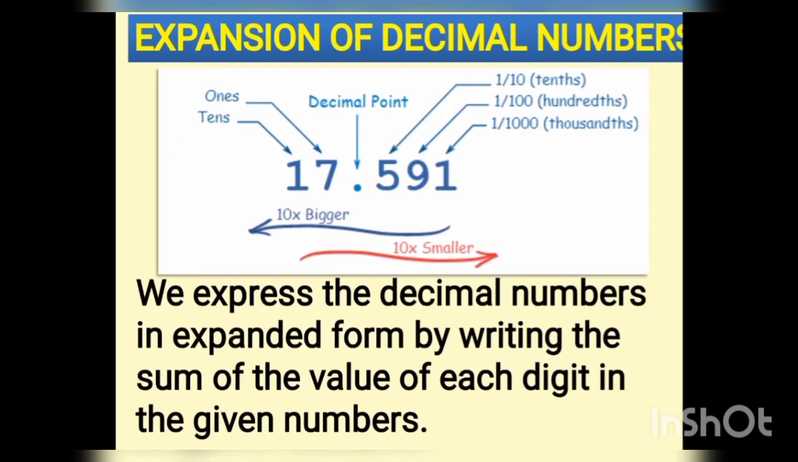Expansion of decimal numbers. Now look at here. Whole number is 10 bigger and the decimal number is 10 smaller and point is decimal point. Now 5 is tens, 9 is hundreds and 1 is thousands. Now here whole number 7 is ones and 1 is tens. To express the decimal numbers in expanded form, write the sum of the value of each digit in the given numbers.